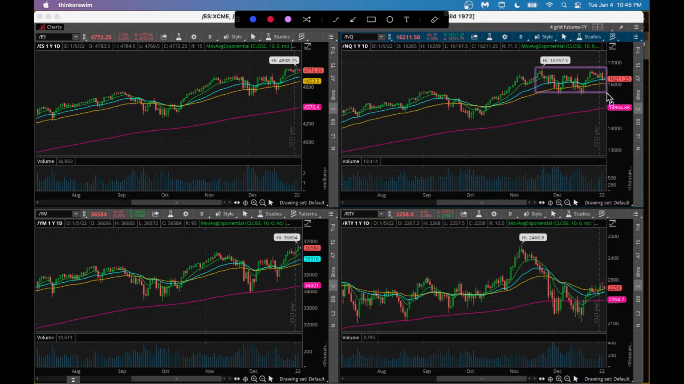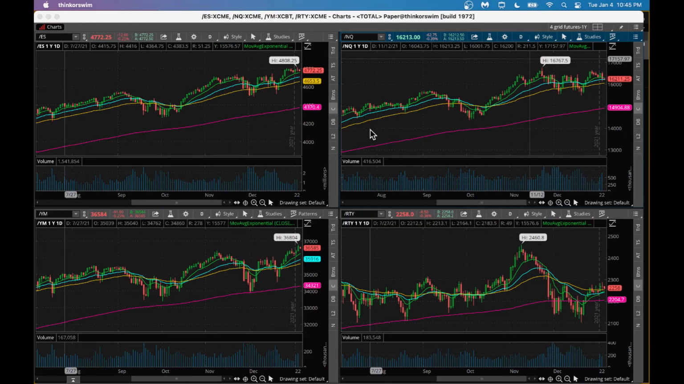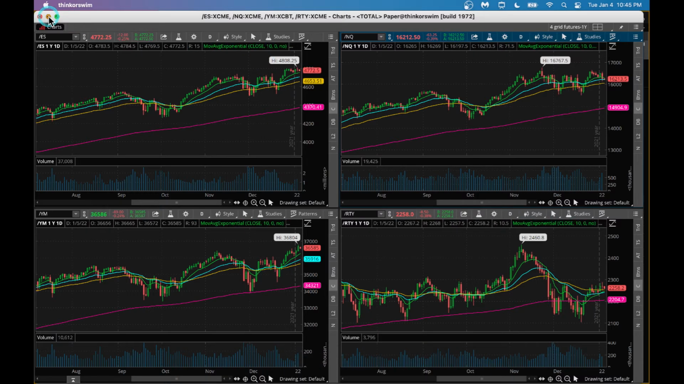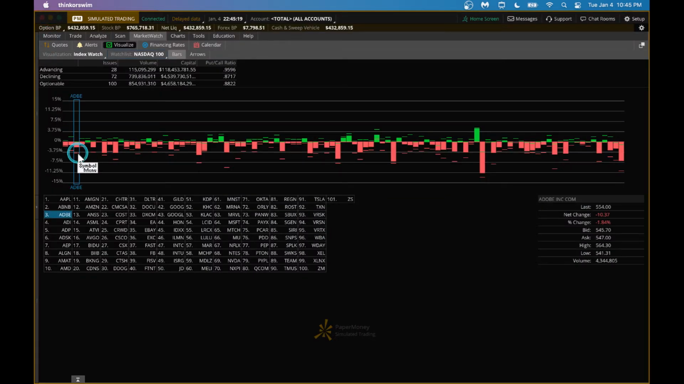So with that, let's quickly look at a couple more things here. I will switch to a different view, and let's look at what's going on in Nasdaq. As you see here, we got Nasdaq 100. In Nasdaq 100, it's a bloodbath. We got a lot of stocks in the negative. Look, we got advancing 28, declining 72. That tells you in Nasdaq, a lot of stocks are declining, and very few stocks are going up.